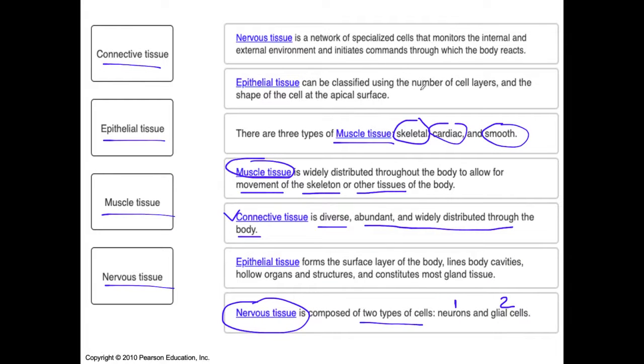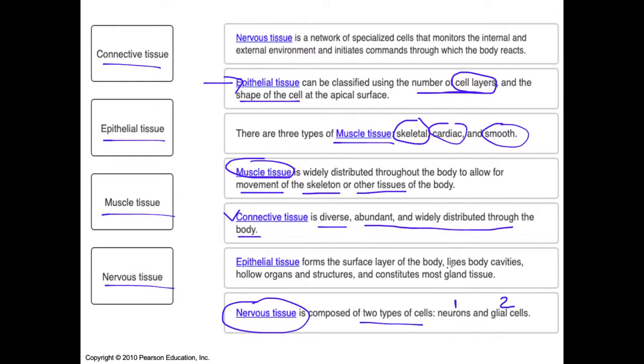What type of tissue is classified using the number of cell layers and the shape? Well, that's going to be simple or stratified or cuboidal or columnar or squamous. That's going to be epithelial.